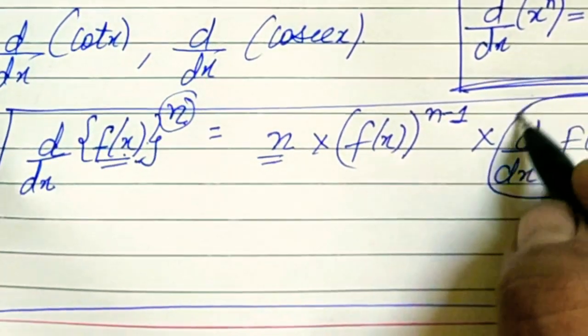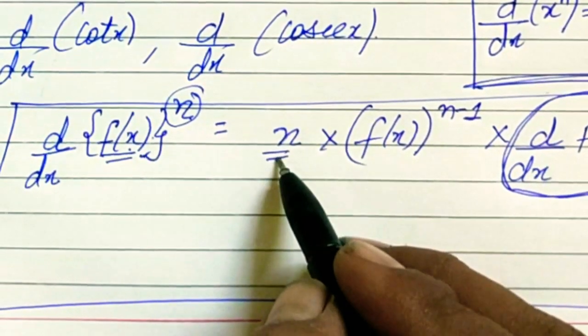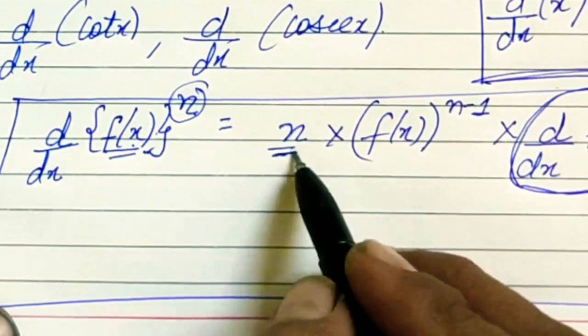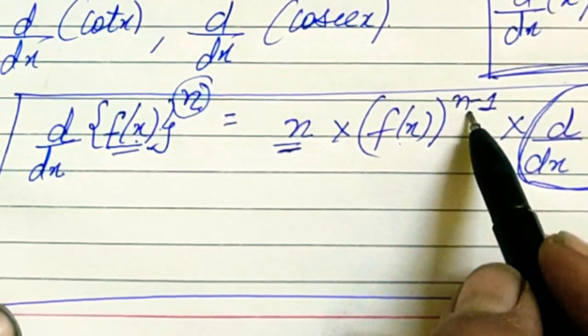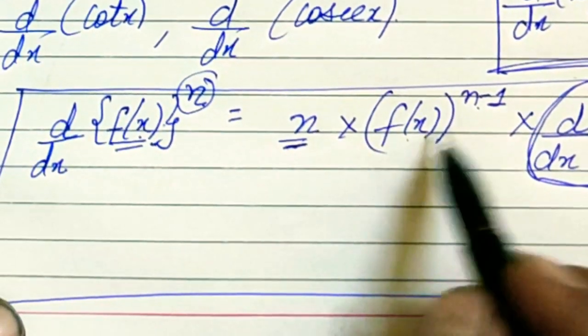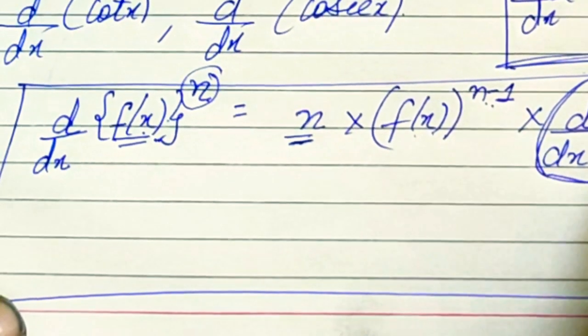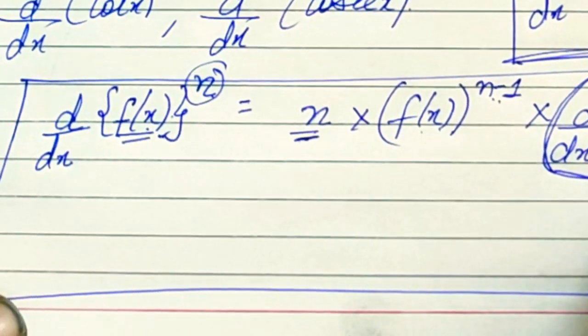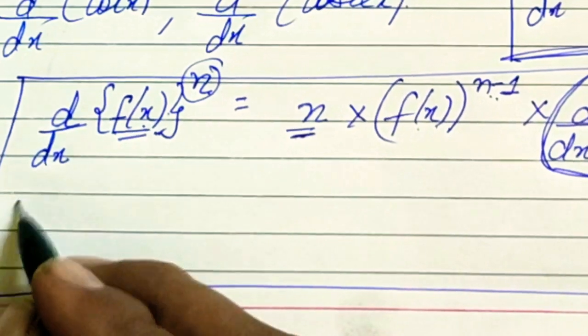Just remember this thing: by taking the power outside and decreasing the power of the function by 1, now the role of power has ended. Now we have to differentiate the function without power. Okay, let's see it with an example.